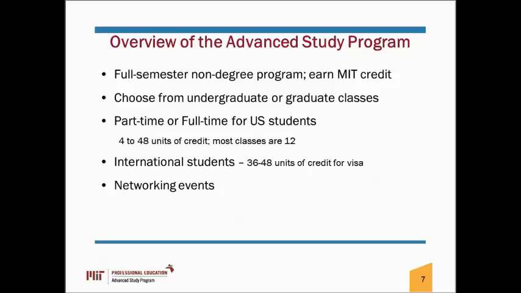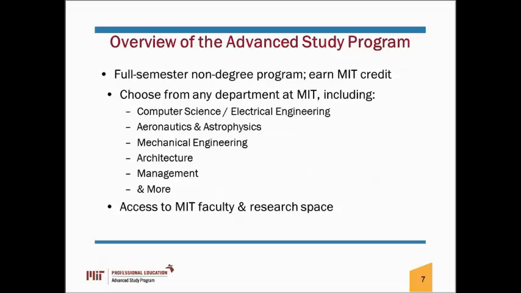Since most classes are 12 units, usually that would be 4 classes. So for full-time international folks, if you need visa sponsorship, you'd be looking at taking 36 to 48 units of credit for the semester. In addition to taking the classes here on campus with our traditional degree students, there are also a number of networking events that you'll have access to through the program, and we'll speak to those in just a bit.